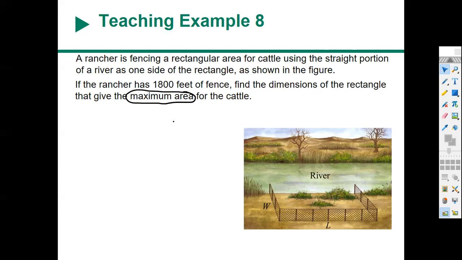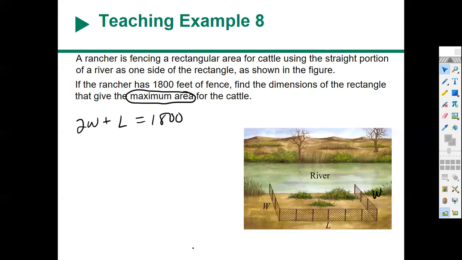Typically, anytime you're looking for the maximum of a function without a given domain restriction, you're looking for where is the highest or the lowest if it's a minimum. Does that make sense? So here we know that we have fencing. We have W, L, W, obviously, right? And so I'm looking for the area of the rectangle. Area equals L times W. But the key thing here is I have 1,800 feet of fencing. So I know that 2W plus 1L has to equal 1,800.